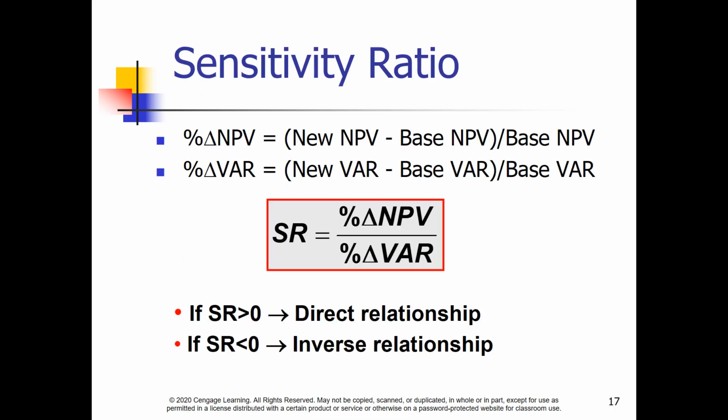Recall that in order to draw a straight line, you only need 2 points, 2 coordinates. We have one, the base case, so all we need is one other point. We only need to compute one new NPV, and we have all the data we need. Shown on the slide is the sensitivity ratio, another formula that's not in the book. It will tell us everything the graph does.